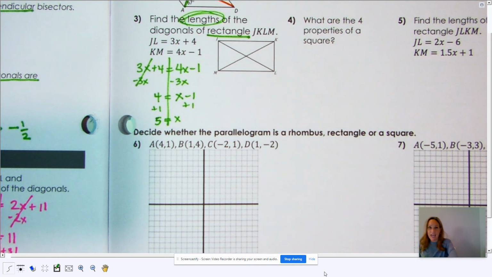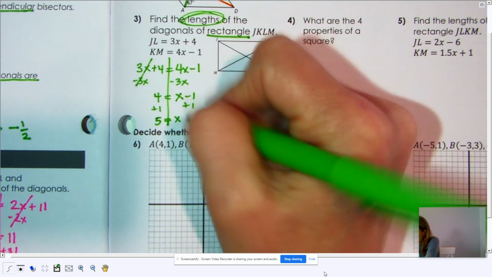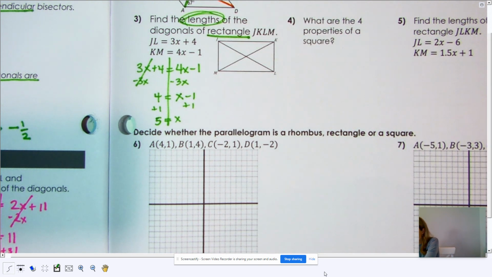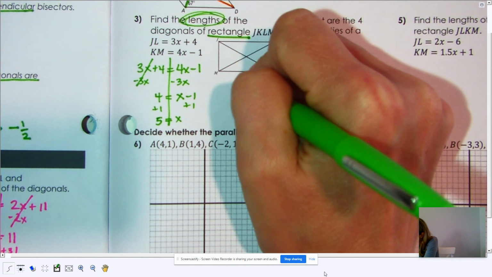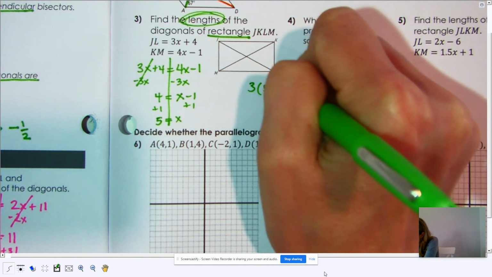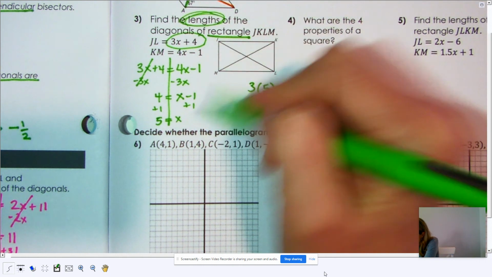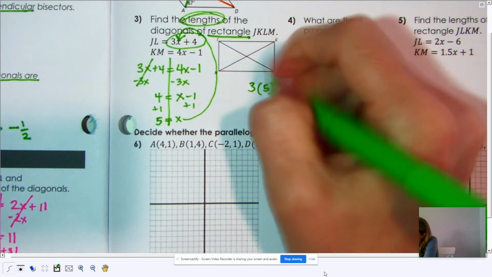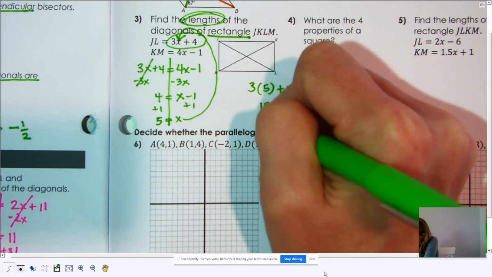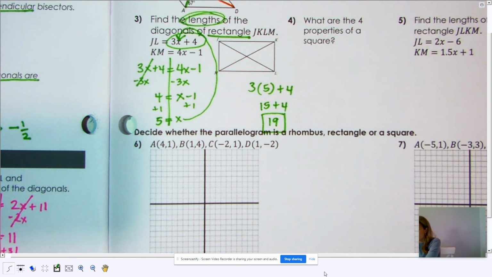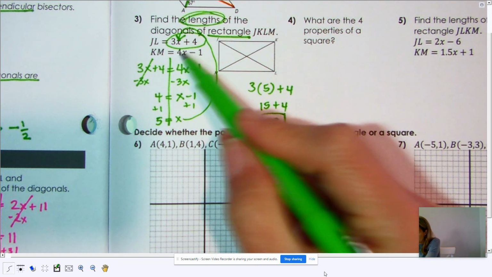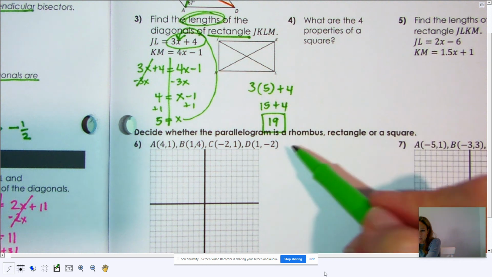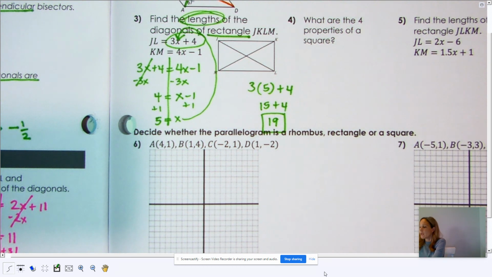Okay, so now the tricky part is it says find the lengths. It doesn't say find x. So now we know what x is, we can plug that back in. So I'm just gonna plug into the top one, it doesn't matter, they should both give you the same exact value. So I'm gonna go 3 times 5 plus 4. I just got that from right here, and I took the x value and I plugged it in for x. Okay, so 15 plus 4 is equal to 19. And I know they're both the same, right? If I plugged it in, 4 times 5 is 20, take away 1, still got 19, okay?